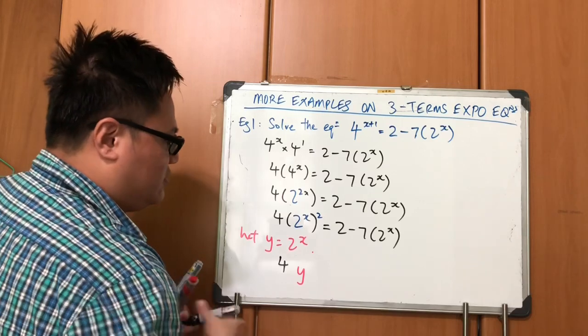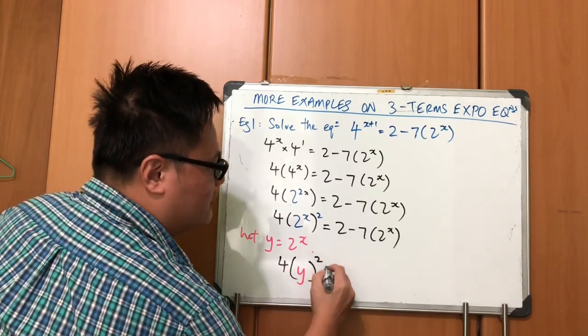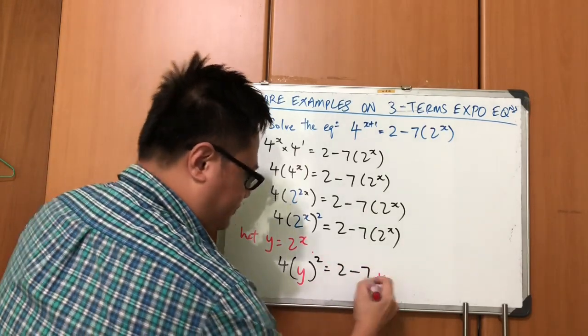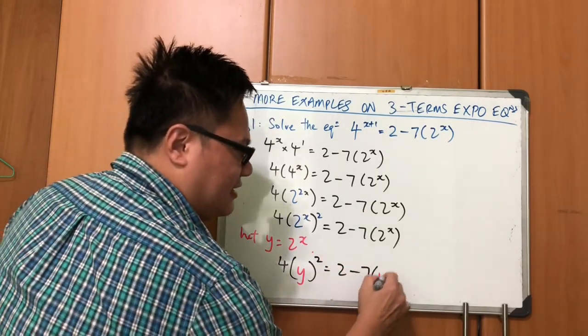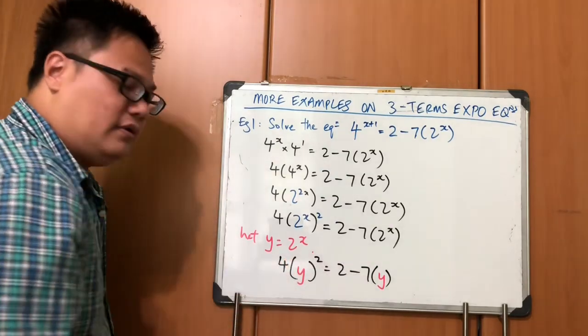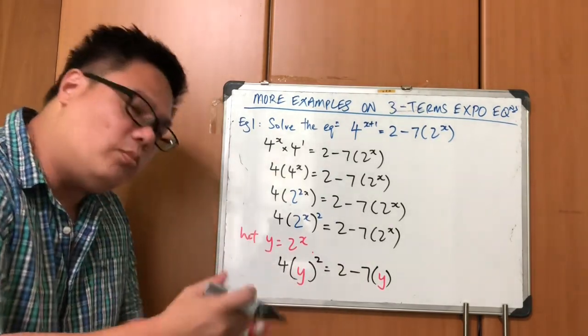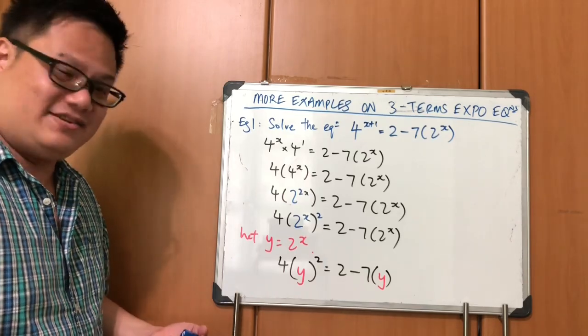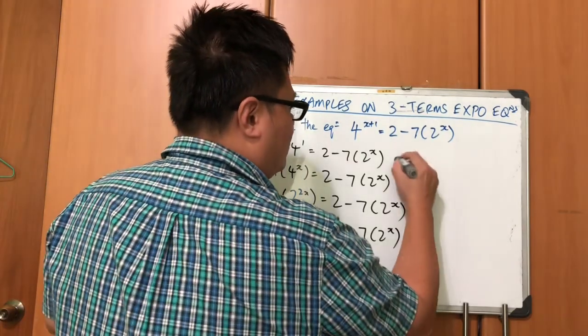Then squared, equals 2 minus 7. Instead of 2 to the power of x, we still write y. So far, so good. So what do we have now? Isn't this a very standard quadratic equation that we are very familiar with? It is, right? So we can just continue. Let's try to solve it here.